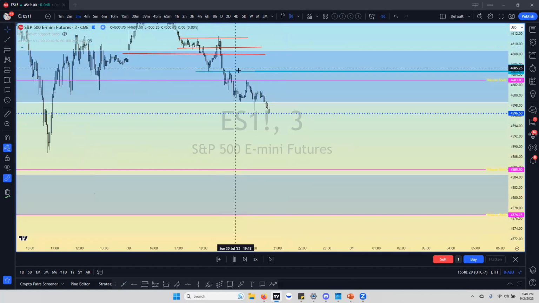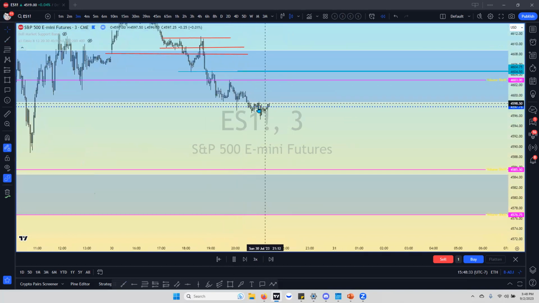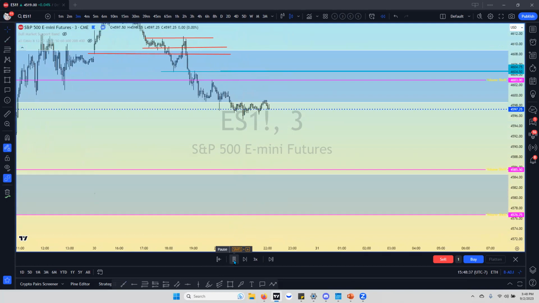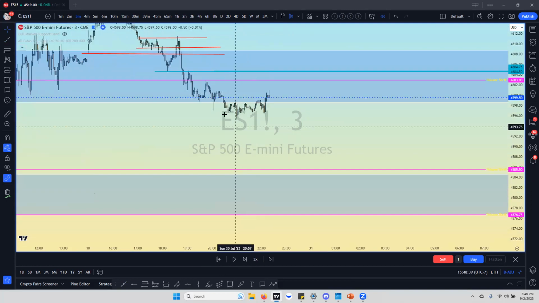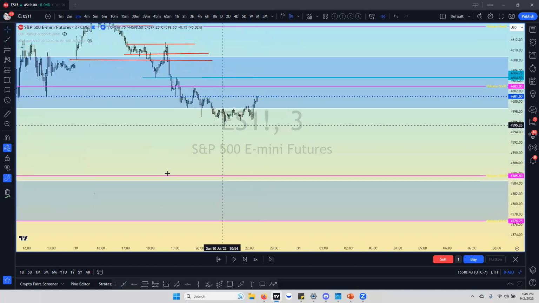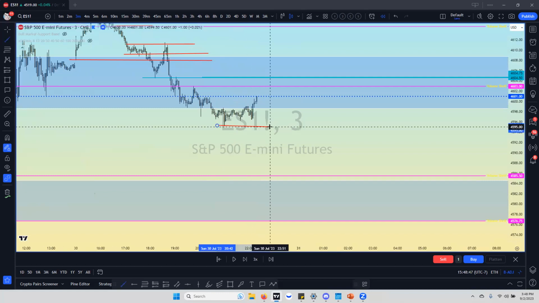You guys see that, right? We just keep failing. This is a 3-minute time frame. We just keep failing to make new highs. So I'm not interested in longs until we start breaking some. Here we go. So we start making new highs, right?